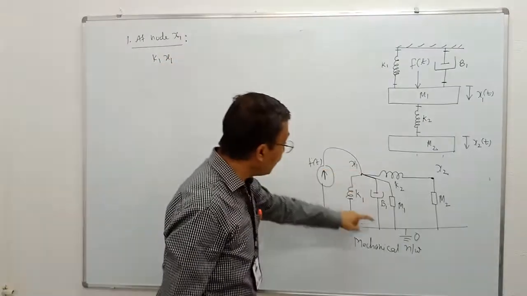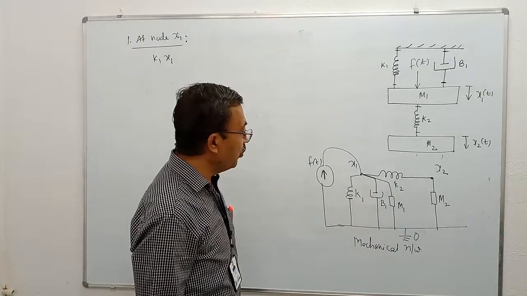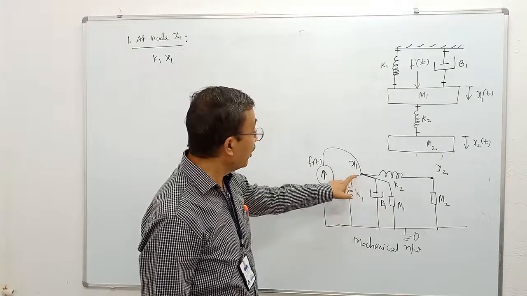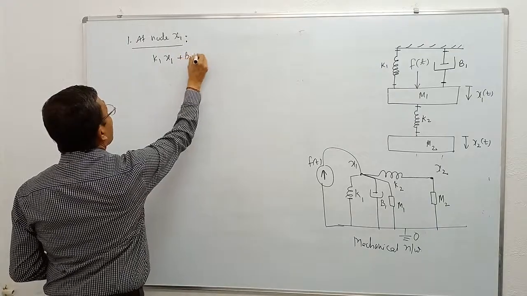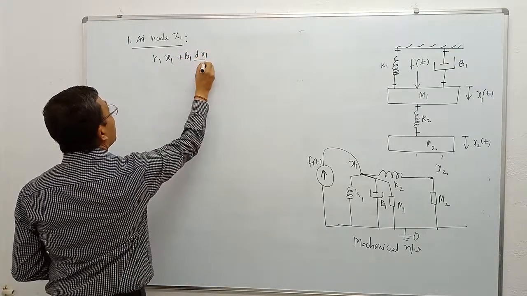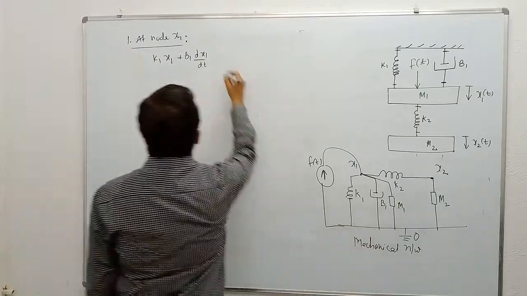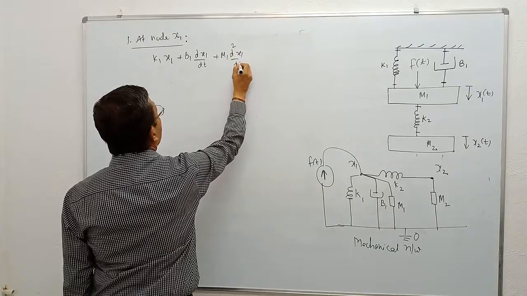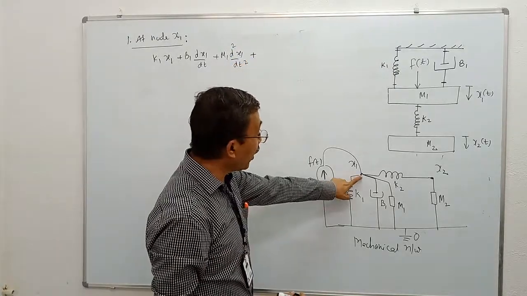Actually it is x1 minus 0, which is x1. What is reactive force in B? B into dx by dt. What is B here? B1. What is x here? x1 minus 0. So plus B1 into dx1 by dt. What is reactive force for M1? It is M1 into d square x1 by dt square. All these forces are assumed to leave node x1.